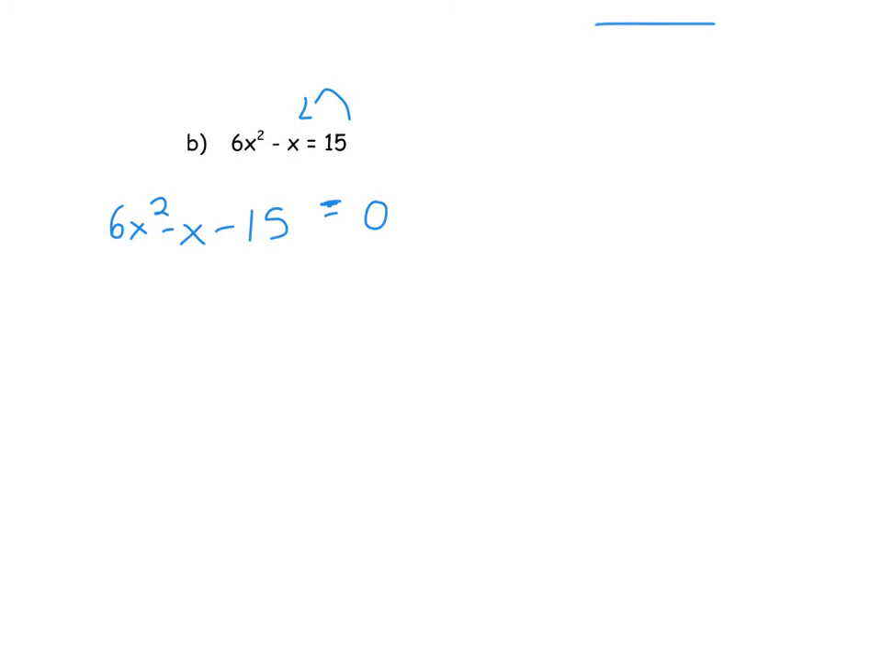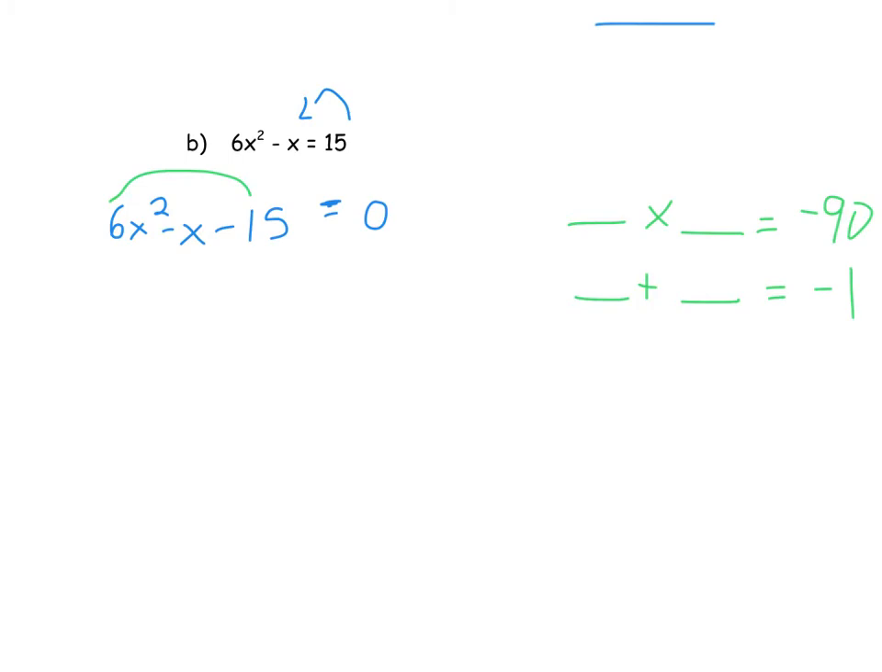So you'll be reminded that I need to find 2 numbers that multiply to give me the product of my first and last term. So in this case, 6 times 15 is going to give me 90, negative 90, I believe. And then I'm looking for 2 numbers that are going to add to give me negative 1. And so you can take a minute, pause the video, and think about that and try to factor this. Otherwise, you can follow along.